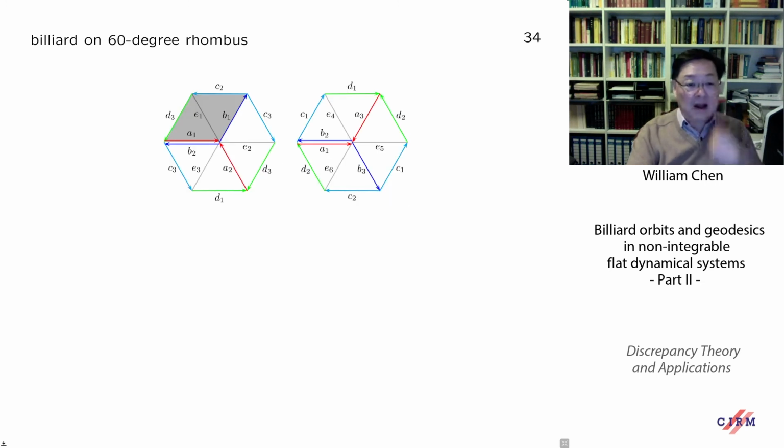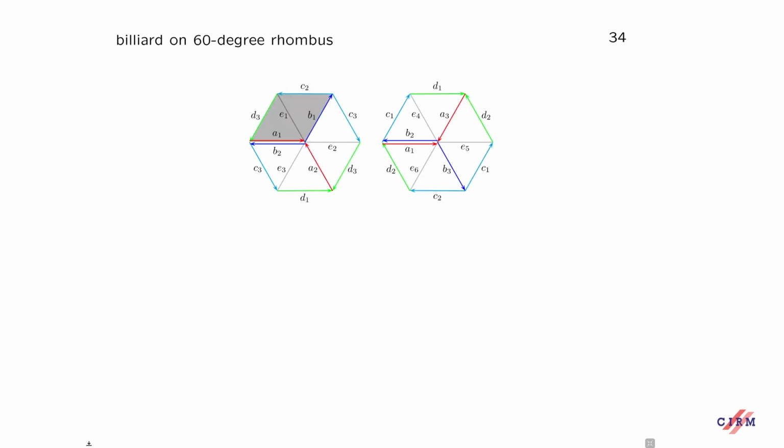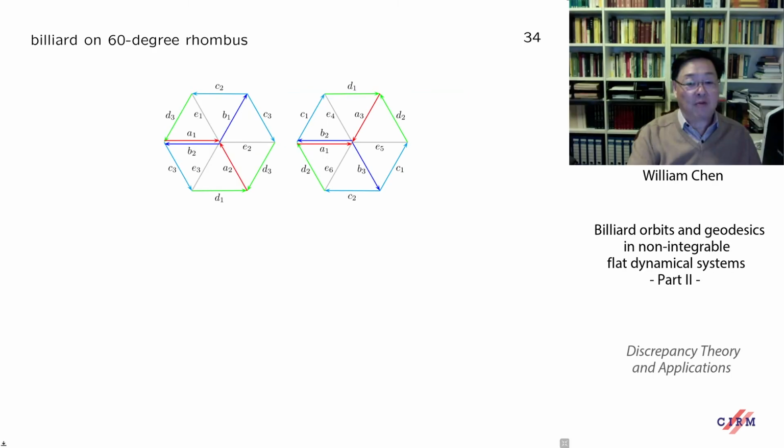Next, let's look at billiard on the 60-degree rhombus, which is the shaded part in the picture on the left. Unfolding takes this to a problem of one direction geodesic on this surface.